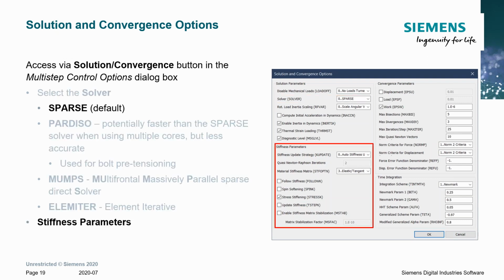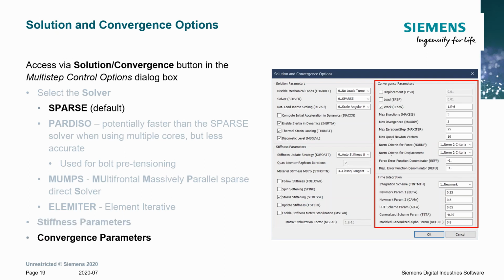And then you can also set up your stiffness parameters and then your convergence parameters. So that's all in your dialog box. And just like we do with all of the other Nastran solution sequences, we set these options in this dialog box to the Nastran defaults.